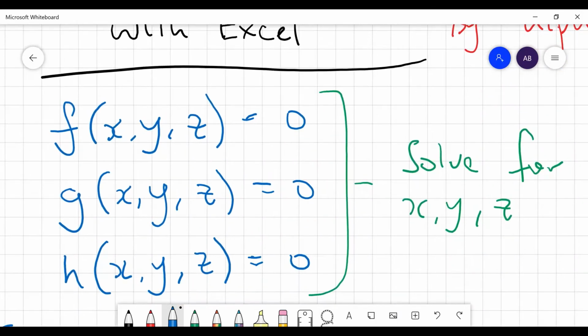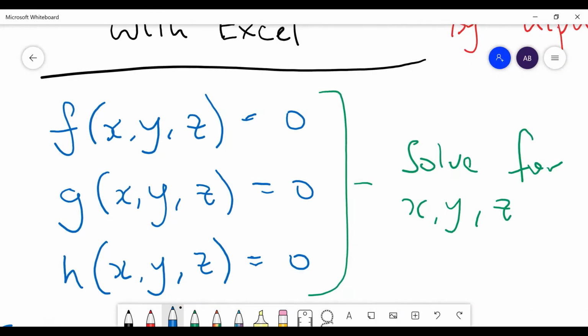So for this example, I have used three unknown variables, x, y, and z, but in fact, you can have any number of unknown variables. But for n number of unknown variables, you would need at least n equations to be able to solve for the unknowns. Okay, so for this example, we have three functions, and what we do is we manipulate them so that they all are equated to 0, and then we can use Excel from there.